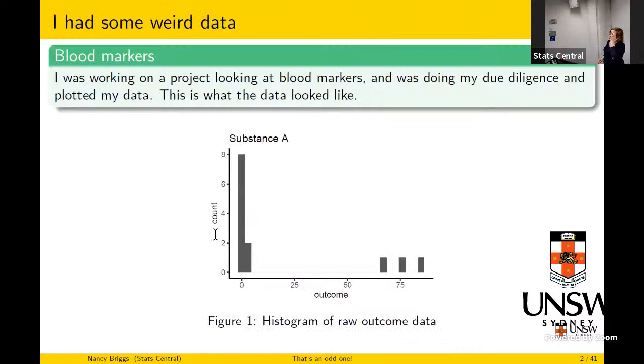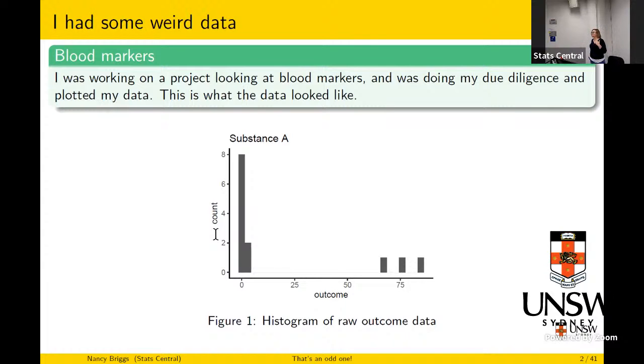So I'm going to start this talk with a little example of what motivated me to write this talk. It's because I once had some really weird data and I didn't really know what to do with it because it was so weird. Now, this is not the actual data, but this is what the actual data looked like.